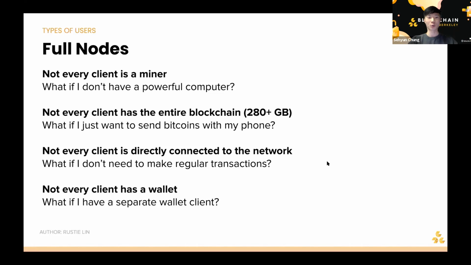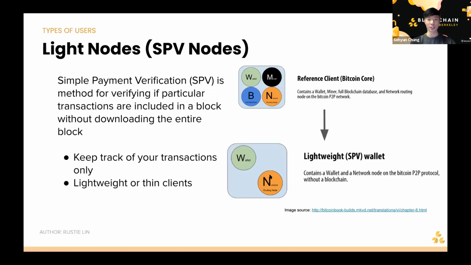Alongside full nodes in the Bitcoin network are light nodes, also known as SPV nodes. Instead of downloading the entire history of the blockchain, these nodes will just ask their peer nodes for block headers. And they'll use these block headers to verify that a transaction is valid or invalid. SPV nodes do this by using a method called simple payment verification. This is used to verify if a particular transaction is included in a block without downloading the entire block. And as you can imagine, this means you don't have to download the entire blockchain. This keeps track of your transactions and only your transactions, and thus they're also known as lightweight or thin clients.